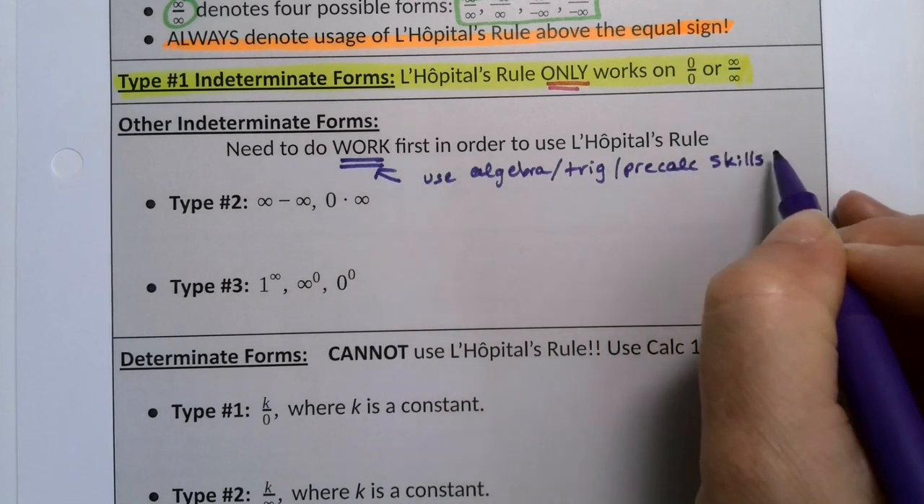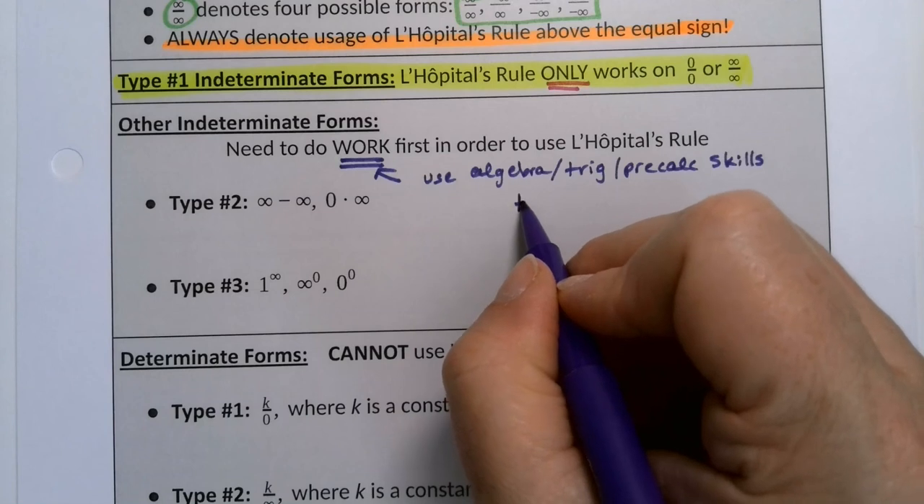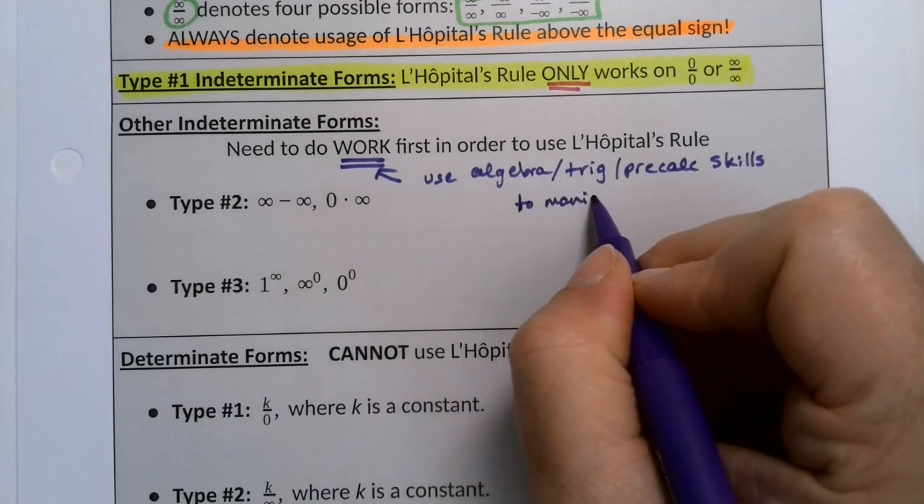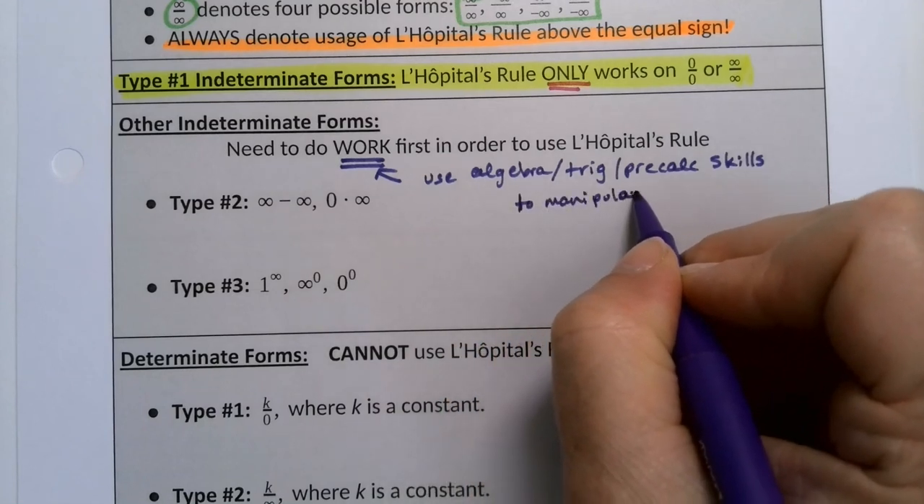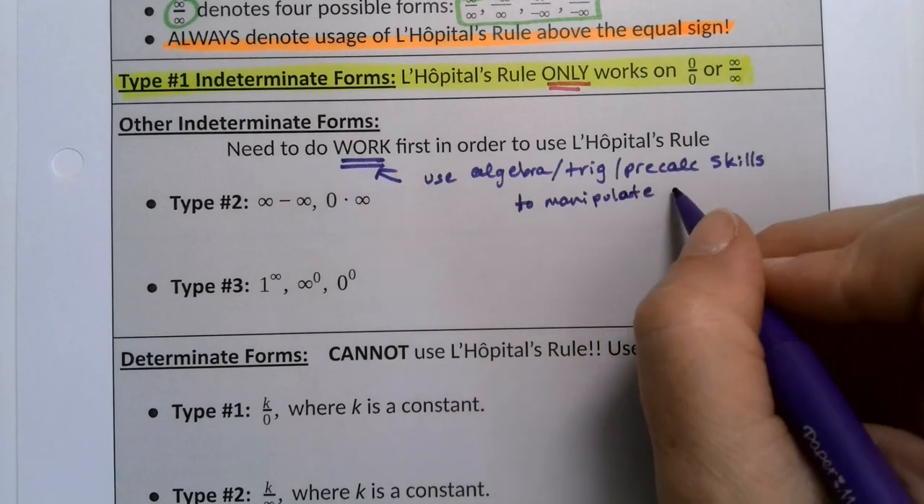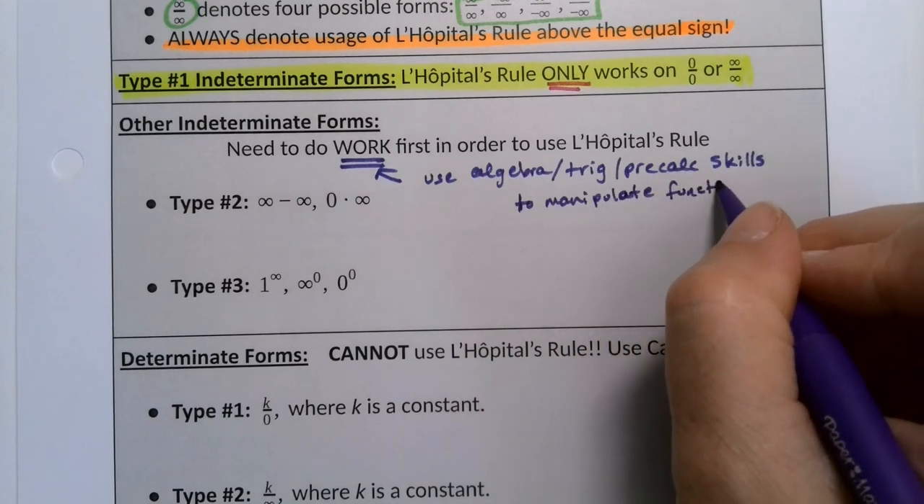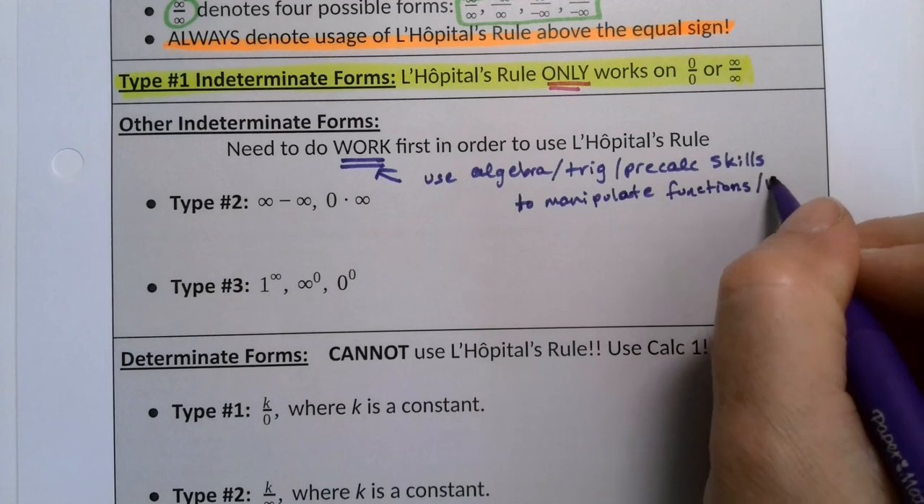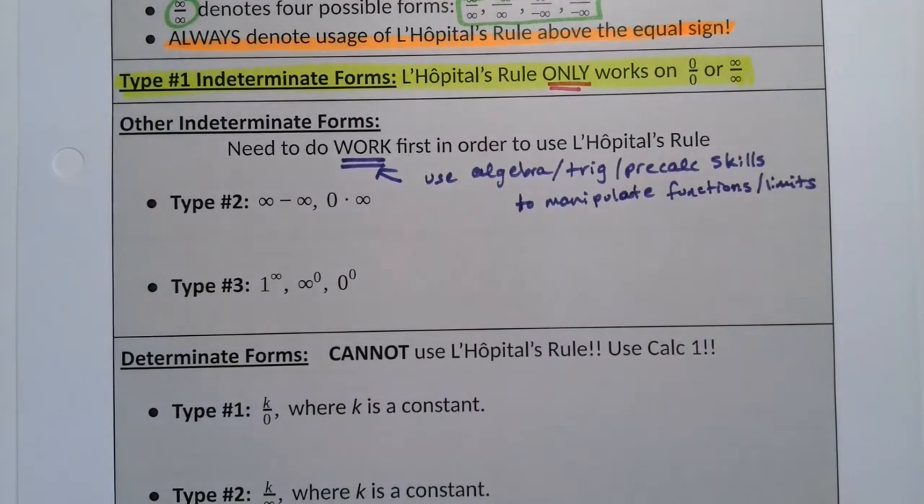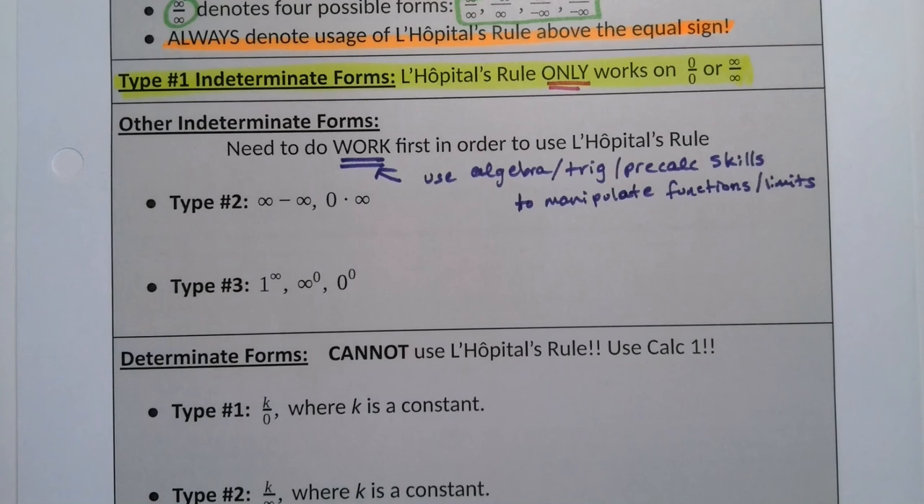And tricks to manipulate functions first, or to manipulate the functions and the values and the limits and all that good stuff. So you're gonna have to play around. But there's type 2 right here. Let's see, type 2.